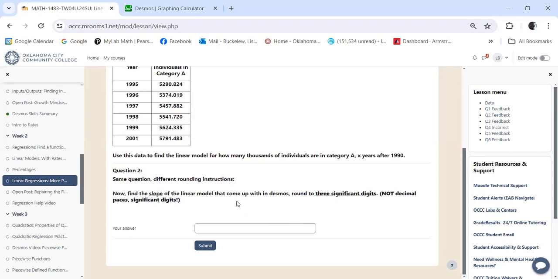Same statistic, but they want us to round to 3 significant digits, which is different, what's sometimes called significant figures, depending on what class you're in. So it's not decimal places. Significant digits means reading the number from left to right: the very first non-zero number that you come to is the first significant digit, and then we also look at the 2 digits that follow.